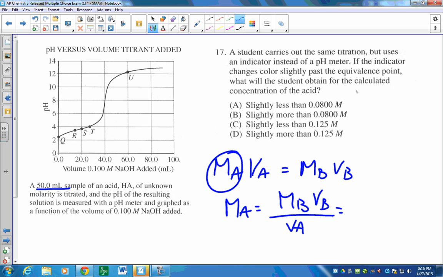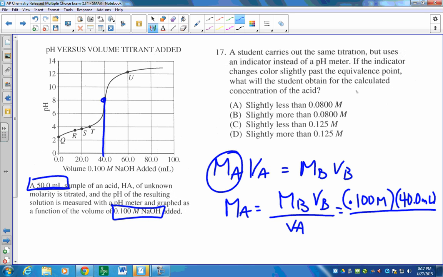If you look at the problem, I told you the molarity of the base was 0.1. And the volume of the base at the equivalence point comes off the graph. It's 40. And the volume of the acid is right here, a 50 milliliter sample of acid. So the volume of the acid is 50. And so now this is the crazy part. What is 40 over 50? It's 4/5. So I'm going to take 4/5 of 0.1.